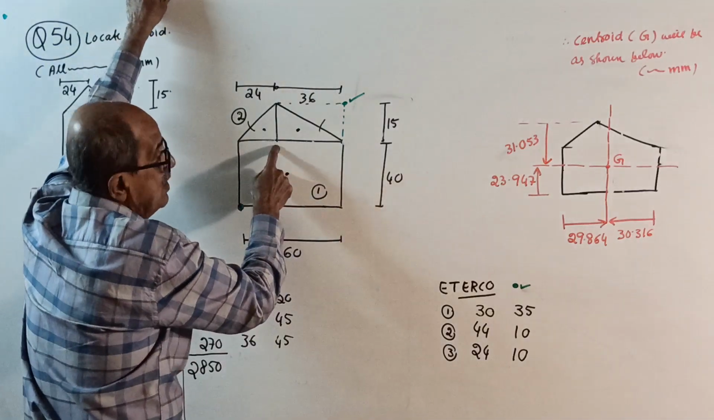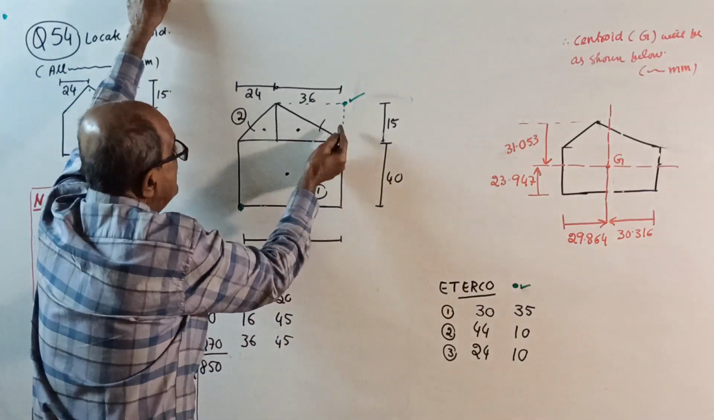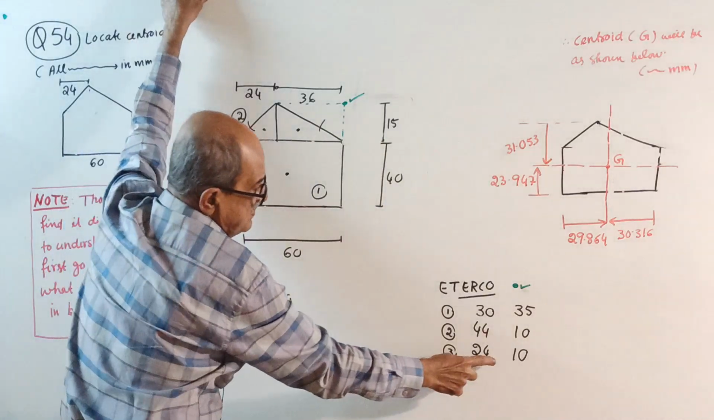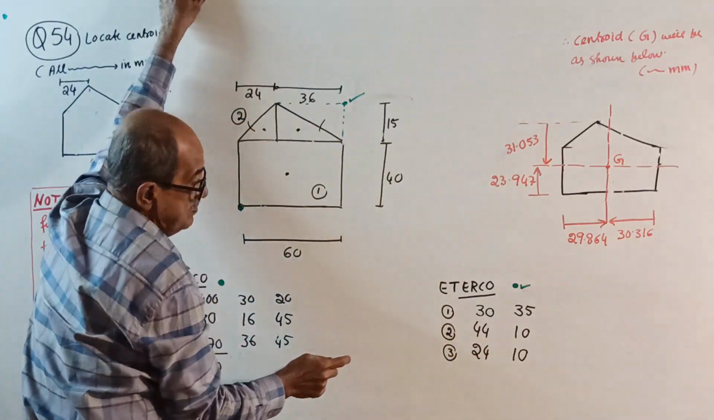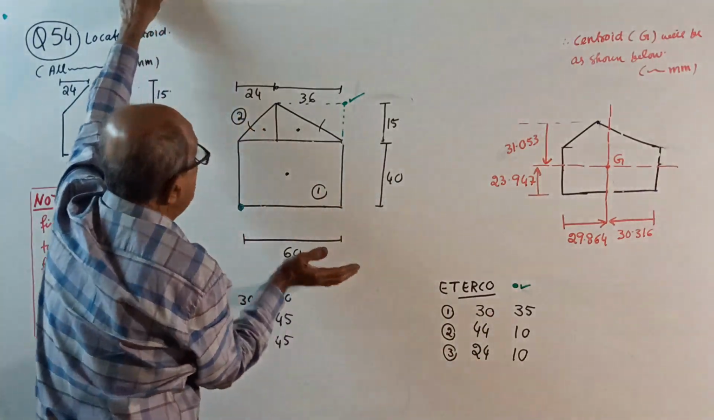36 plus 8, that is 44, correct. Next one, 2/3 of 36. Where is it? 24. Okay. Now the y distance from the top.